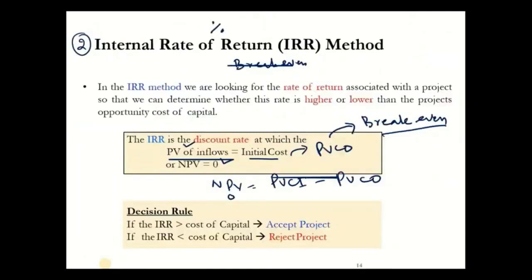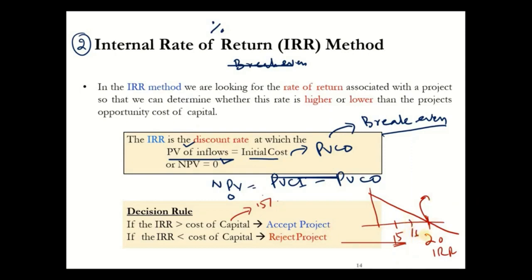Now let's go to the slide. If the IRR is greater than cost of capital, say the cost of capital is 15% and IRR is 20%, it is greater. Cost of capital means what you can actually get in the market at 15%, but at 20% your NPV is 0. This is the break-even point. So if your IRR is greater than your cost of capital, you will accept it. Even if your cost of capital is 16%, you can still accept.